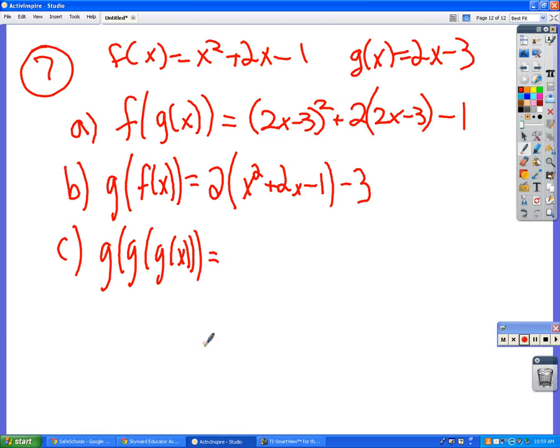Okay, so first I'm going to figure out what G of G of X is. So I'm going to do this thing right here. I'm going to take 2x minus 3. This is like inception. And then you put 2x minus 3. Yeah, so I'm putting 2x minus 3 in for itself. So this becomes 2 times 2x minus 3 minus 3.